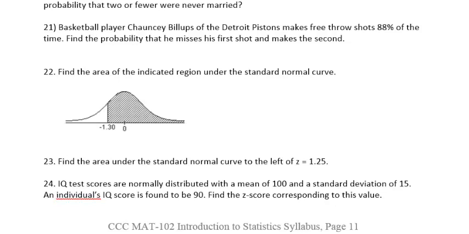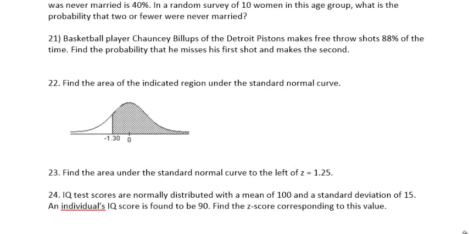Okay, next question. IQ tests are normally distributed with a mean of 100 and a standard deviation of 15. An individual's IQ score is found to be 90. Find the z-score corresponding to this value. Here you don't have to use any tables. All you need is the definition of the z-score. The z-score is the difference from the mean divided by the standard deviation. That's the general formula. Let me write that down for you over here.